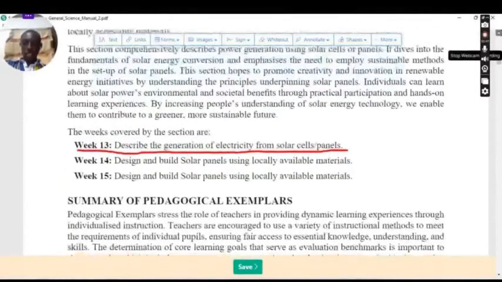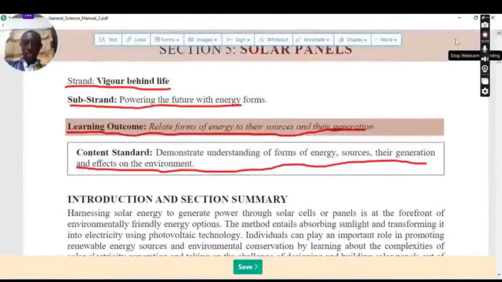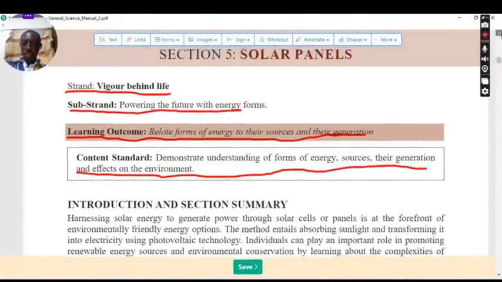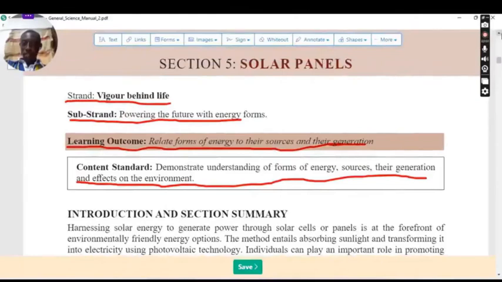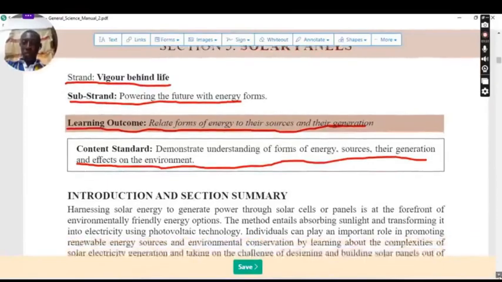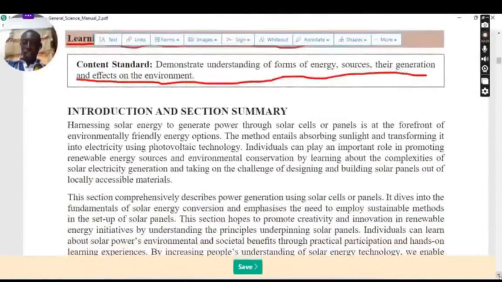Now let me reiterate it. This means that the strand, the sub-strand, LO and content standard are the same for all the weeks under that session. I repeat, the strand, sub-strand, learning outcome and content standard are the same for all the weeks under a particular session. So you just type and copy and paste for the rest of the weeks. All these that I type for week 13, I'll just copy and paste for week 14 and 15.